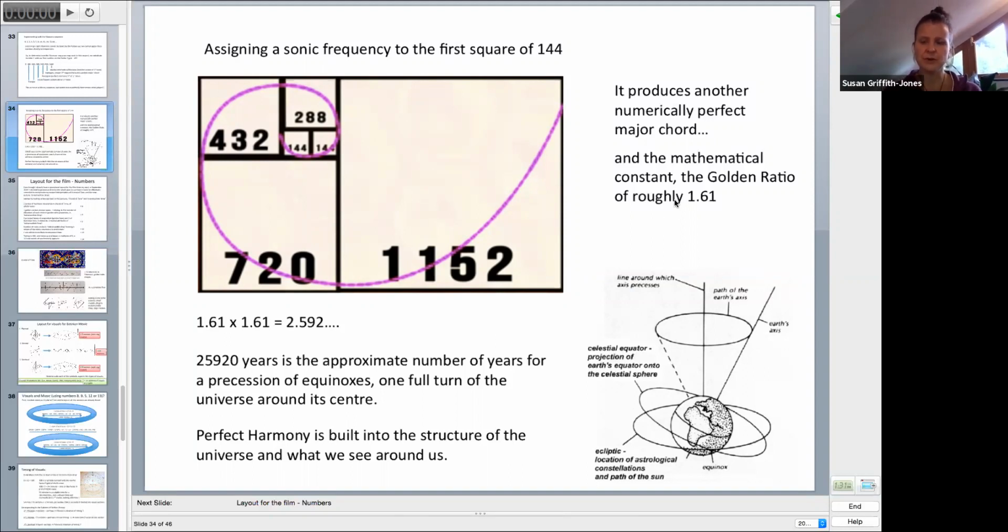The golden ratio is roughly 1.61 or 1.618. But when you multiply 1.61 by 1.61, you get 2.592, and as we've just seen, 25,920 years is the approximate number of years for a precession of the equinox, one full turn of the universe around its center. You can see the precession. Perfect harmony is built into the structure of the universe and what we see around us. So this is really beautiful.